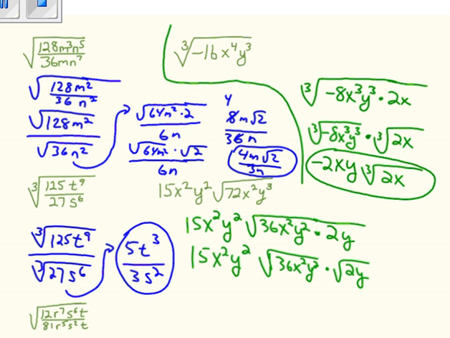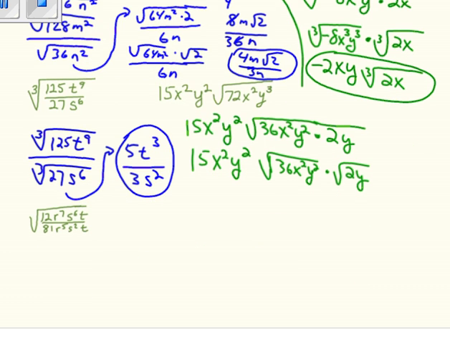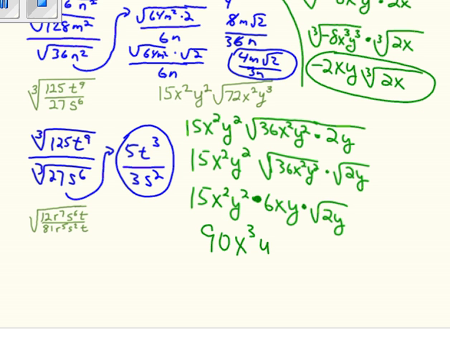So what's the square root of 36x squared y squared? 6xy times root 2y. Gotta put this together now. 90 x cubed y cubed root 2y. Okay?